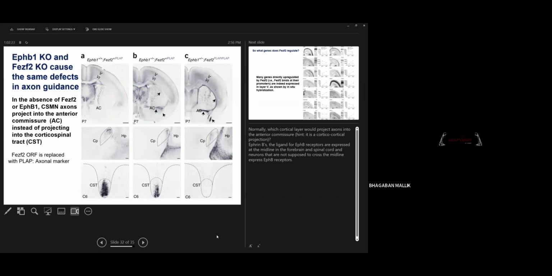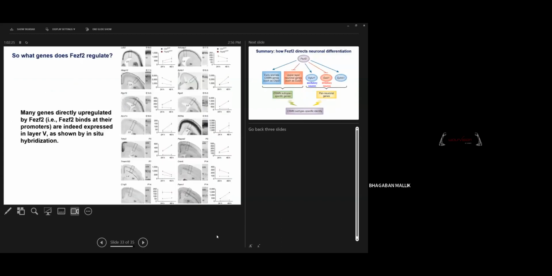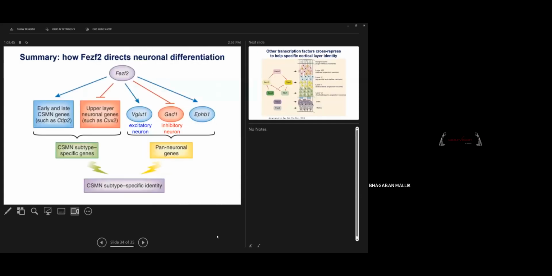Okay, so this is just the same thing. I am showing how FEZF2 regulates different gene expression, including EPHB1, and you have different varieties that are also mentioned here. Some are upregulated, some are downregulated. So you have downregulation of this one, which is shown in the graph. And this is the summary of FEZF2, the transcription factor.